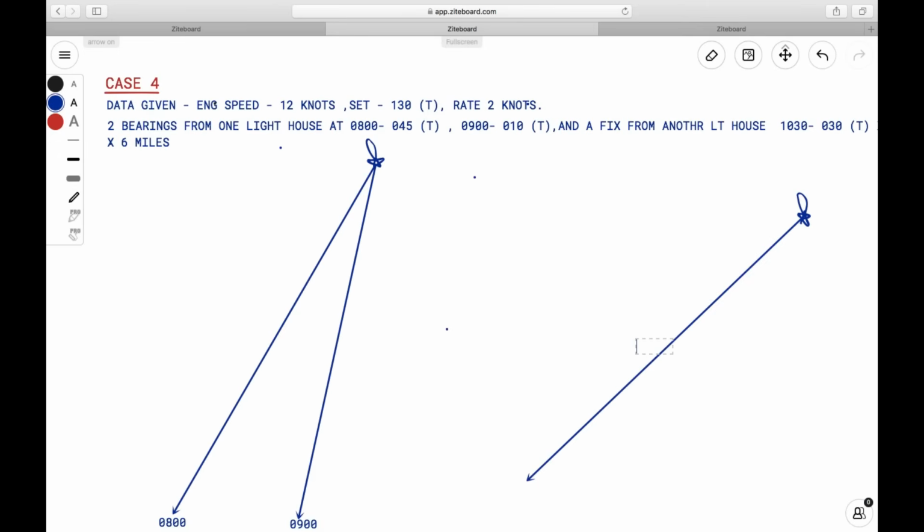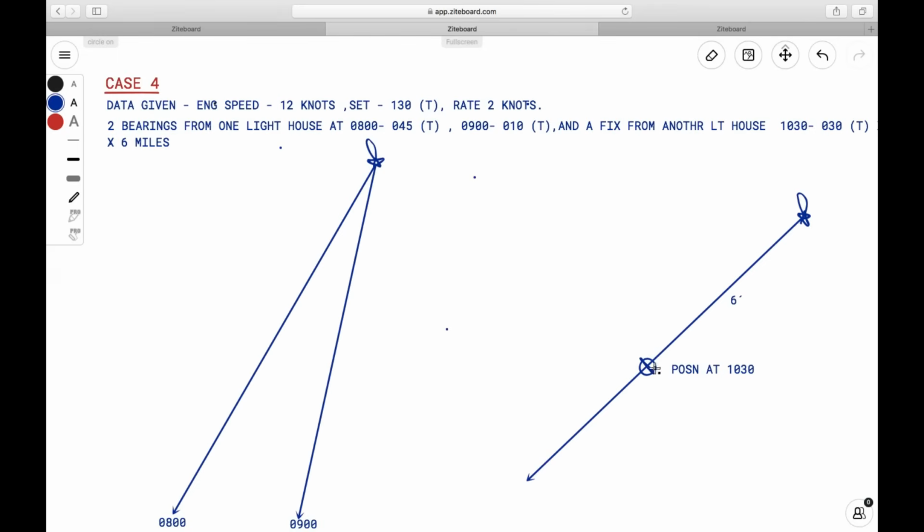Let it be like 6 miles over here. So this is 6 miles. So this is your position at 1030. You already got your position at 1030. But for doing 3-point bearing, you should be having 3 bearings from the same point. But you have it from this one from here and this two.